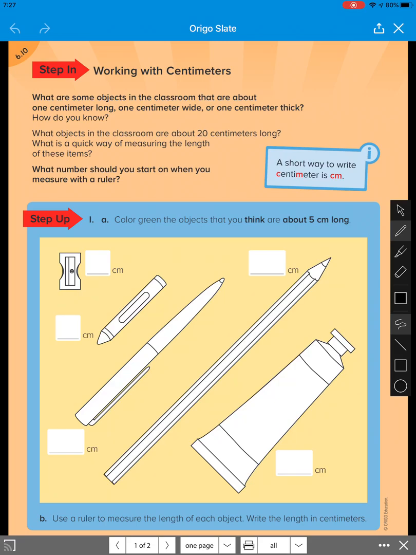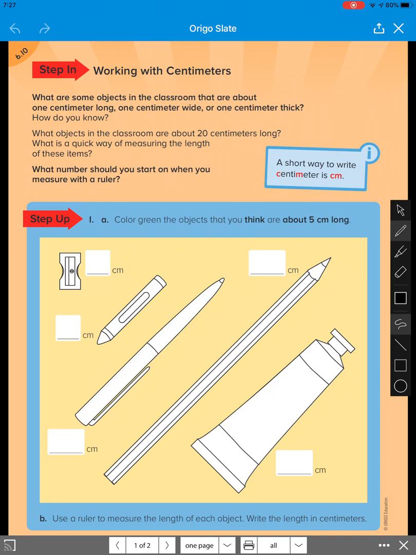Origo 6.10, working with centimeters. Remember, this is a may-do assignment. This is not something you have to do, if you're wanting to go ahead and work along with me. So we're going to be looking at centimeters on this assignment.